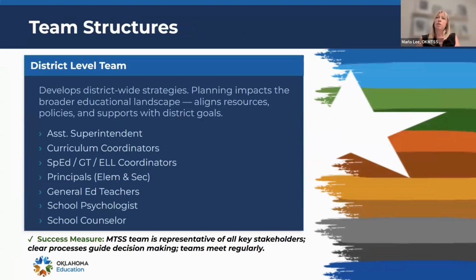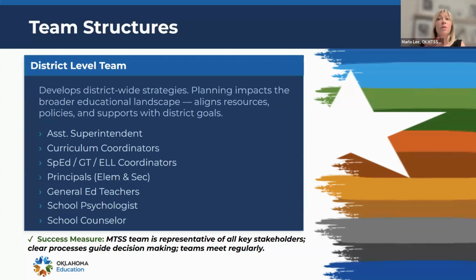Okay, so team structures, we have 3 different team structures that we talk about because one team isn't really enough. One team can't do it all. And so we start with your district level team. And so hopefully if you're doing MTSS implementation right now, if you're involved in that, you have put together an MTSS district level team. So they are in charge of doing all of the things that we just talked about, planning, aligning resources, policies, and supports, setting the goal and vision for MTSS implementation, having a variety of lenses.